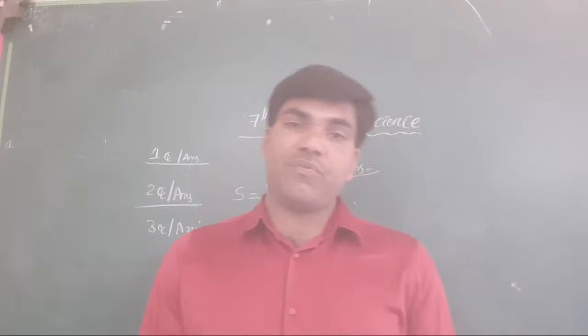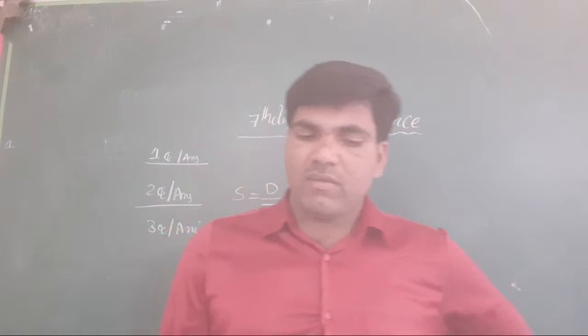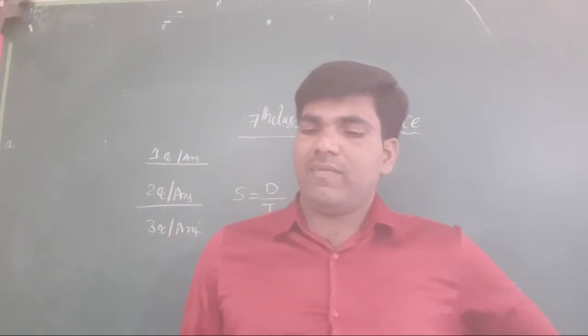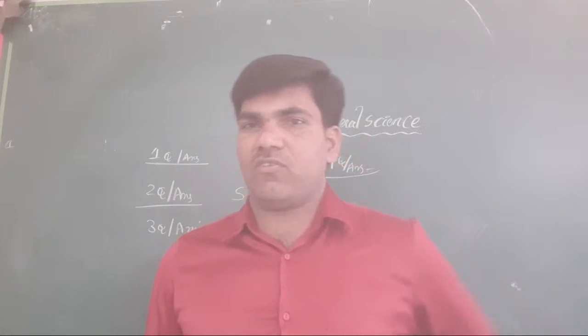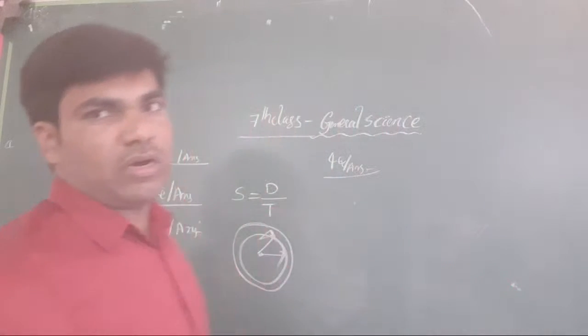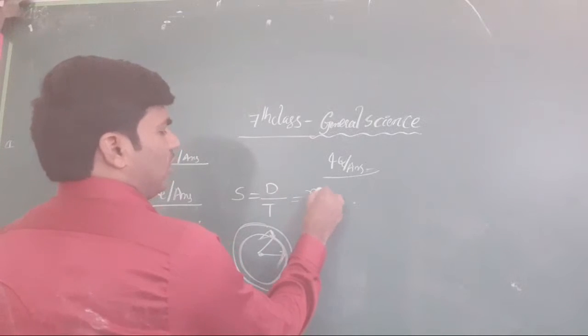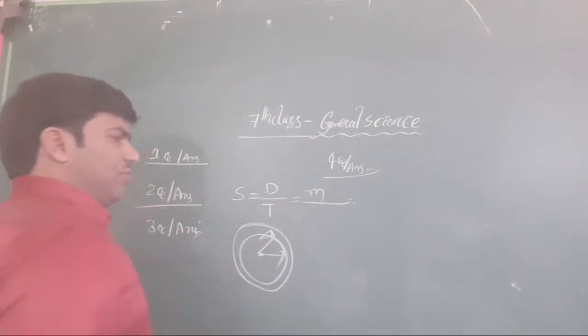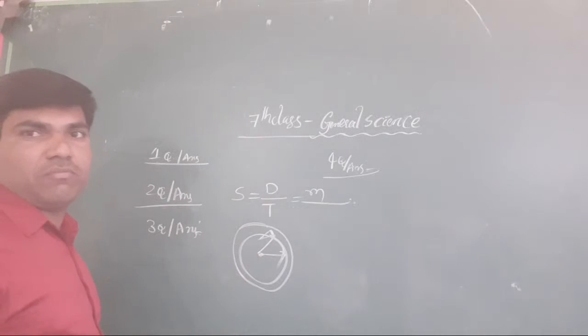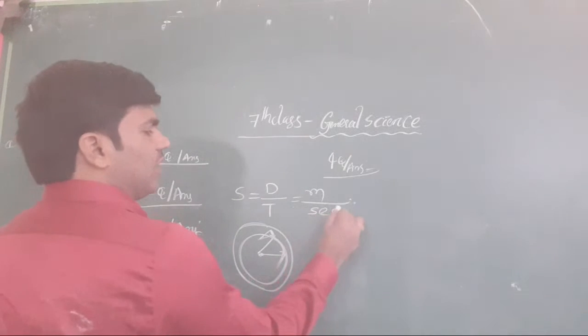The fourth answer is D. And the fifth one: the correct symbol to represent the speed of an object. Okay, now don't get confused about that. What is the unit of distance? Meter. What is the unit of time? Second.